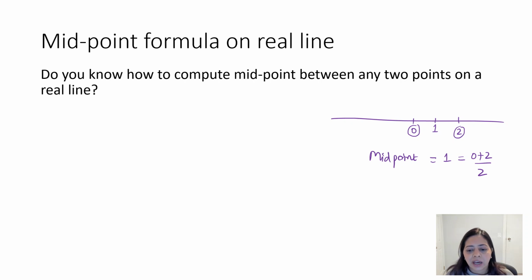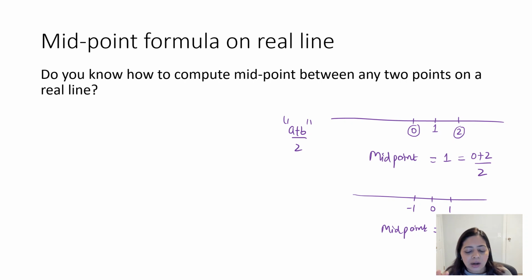Similarly, if I ask you, there's a point negative 1 and there's a point which is 1. What's the midpoint between minus 1 and 1? That's 0. And how do you get that? Minus 1 plus 1 over 2. So left point plus right point divided by 2. So that's how you get this. On a real line, the midpoint is easy to compute. It's just (a plus b) over 2.